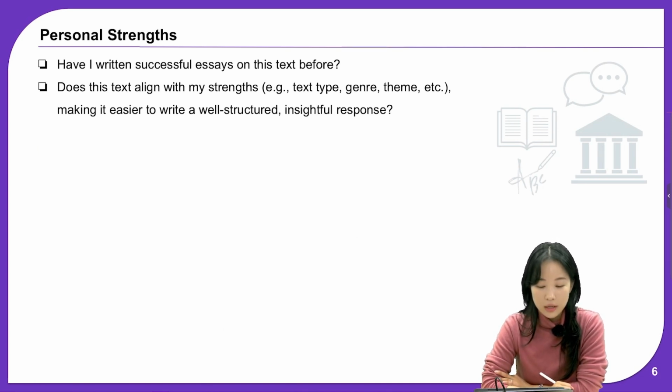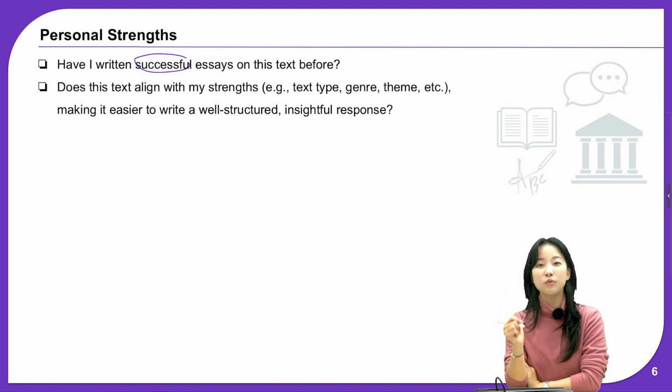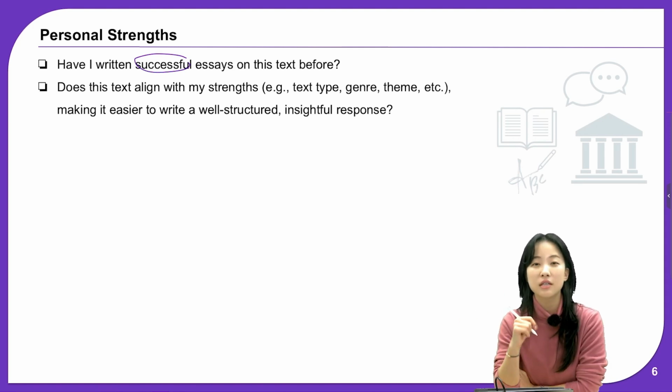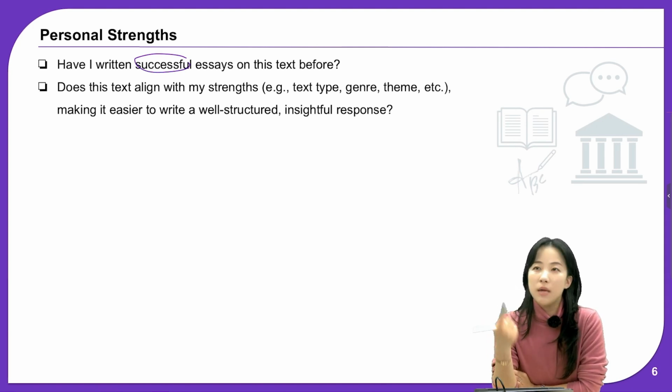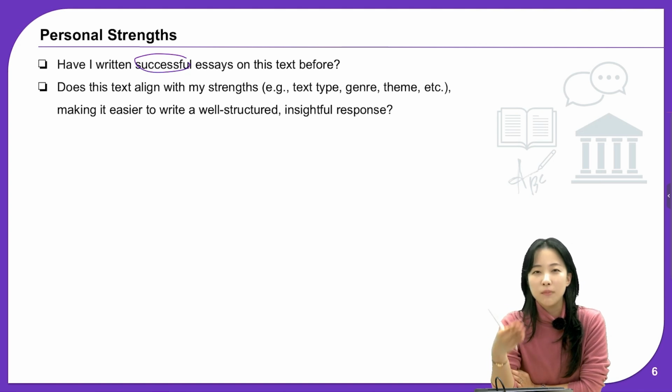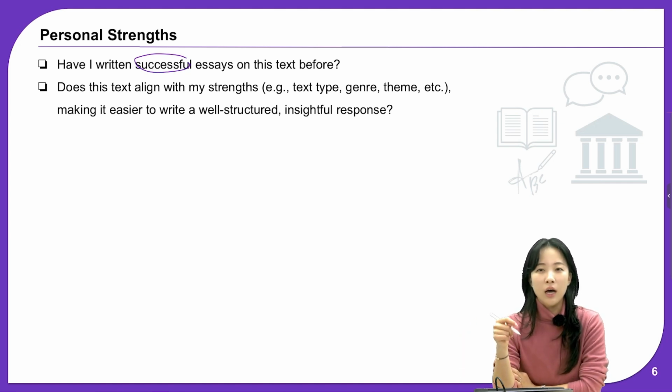personal strengths. Have I written successful essays on this before? This is important. Successful. Not a question of, have you written essays on this before? Have you written successful essays? Why am I actually adding the word successful? Because maybe you thought you had a good interpretation of the text and you have a lot of good ideas. But for some reason, every time you write a paper 2 at school using this text, your teacher is always like, wrong interpretation, question mark? What are you trying to say, right?